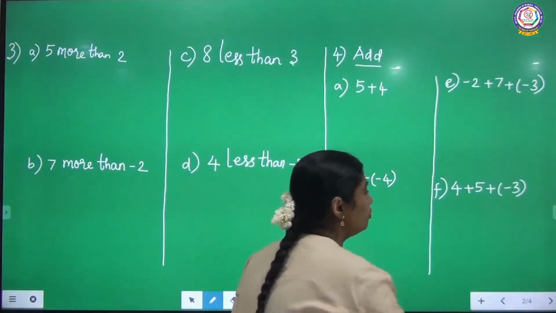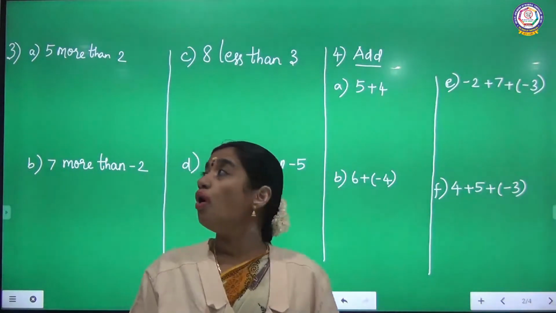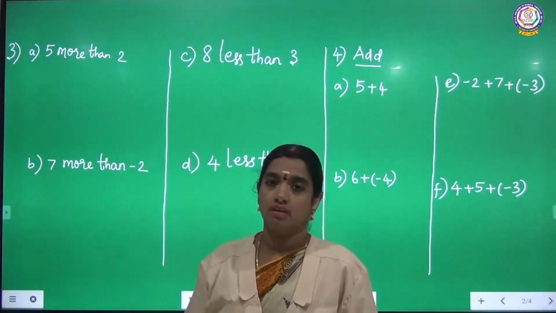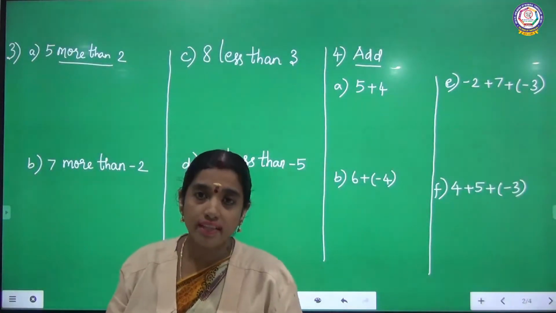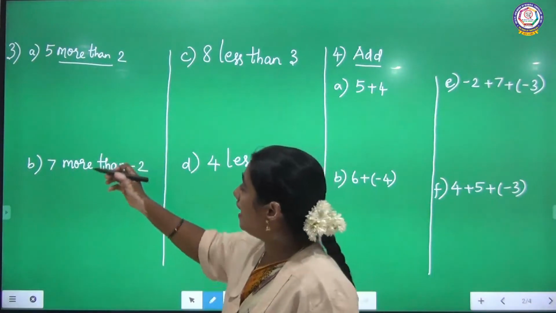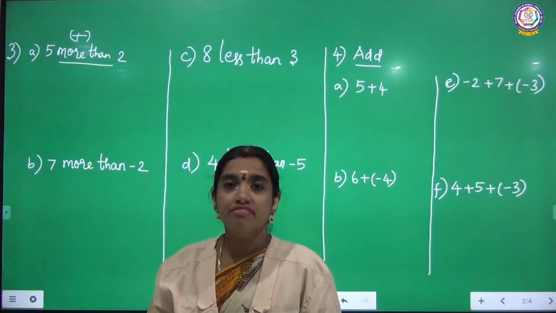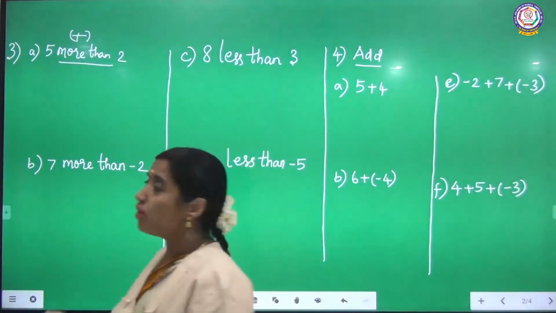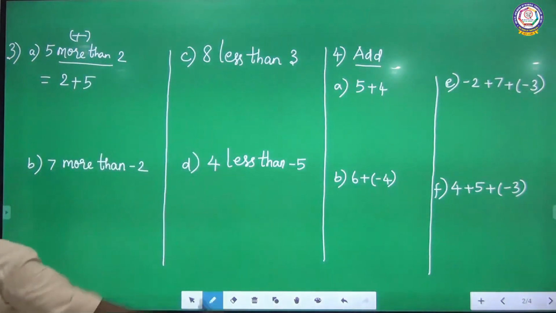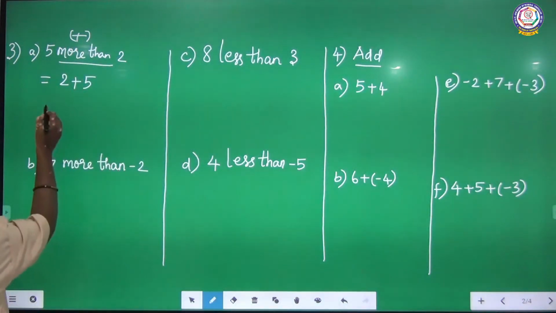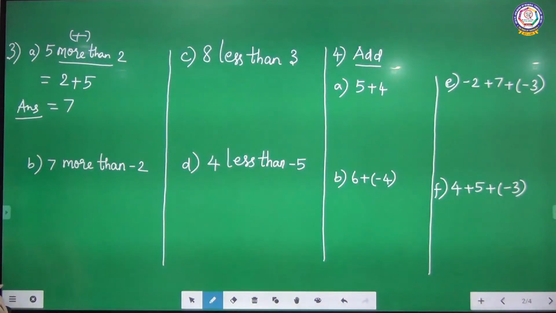Any doubt in this? Any doubt, ma? Next we will move on to the next sum. See, 5 more than 2. 5 more than means, listen children, more than you have to add. More means what? Add. So, 5 more than 2. So, what do I have to do? 2 plus 5. Got it? So, 2 plus 5 is what? 7. So, 7 is my answer.